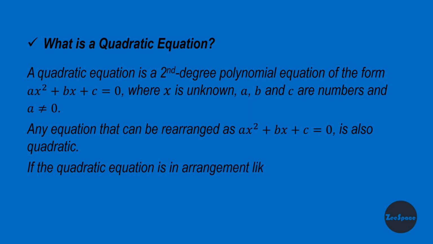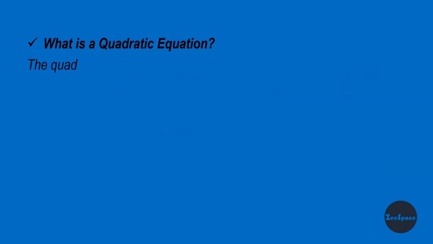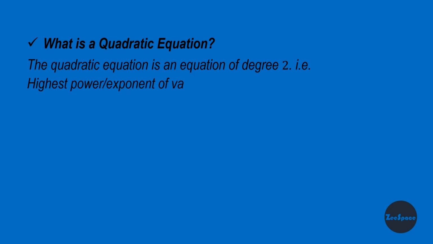If the quadratic equation is in arrangement like ax squared plus bx plus c equals 0, then it is said to be in standard form. Otherwise, it can be rearranged to get the standard form. The quadratic equation is an equation of degree 2. That is, highest power or exponent of variable in quadratic equation is 2.